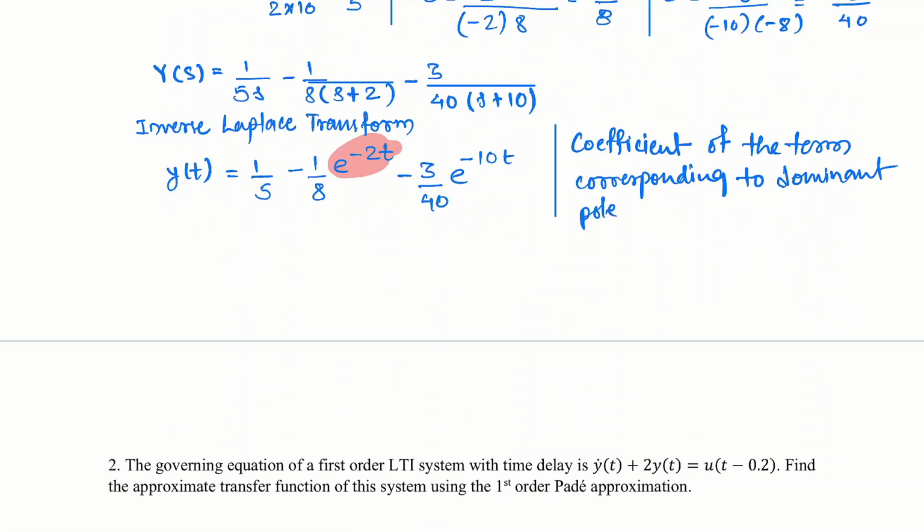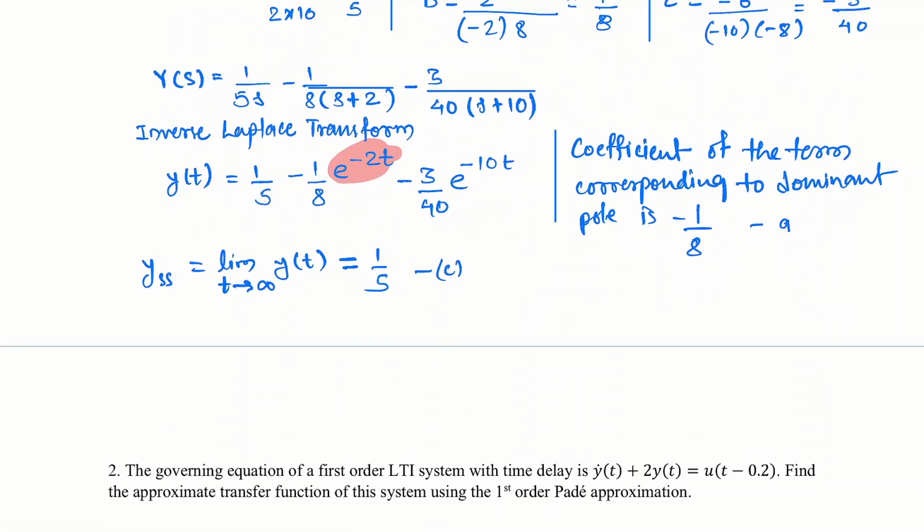And since we have already found out what y of t is, the steady state value of the output is the limit as t tending to infinity of y of t, which would be 1 over 5, since e power minus 2t as t tends to infinity would go to 0, and e power minus 10t as t tends to infinity would go to 0 again. So we'll be left with 1 over 5. So this would be the answer for the C part, and this would be the answer for the P part.